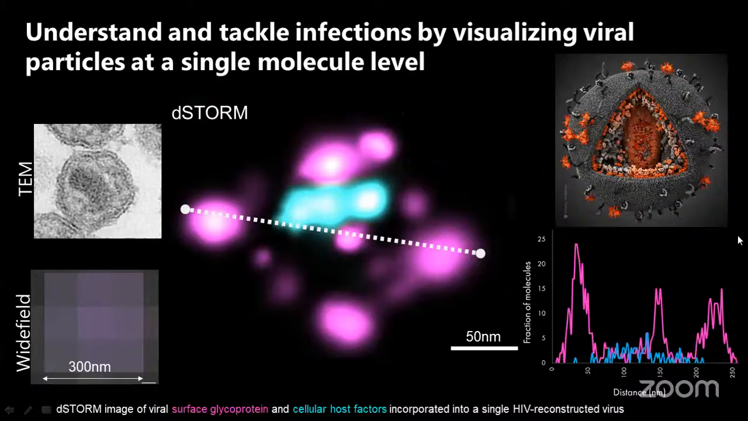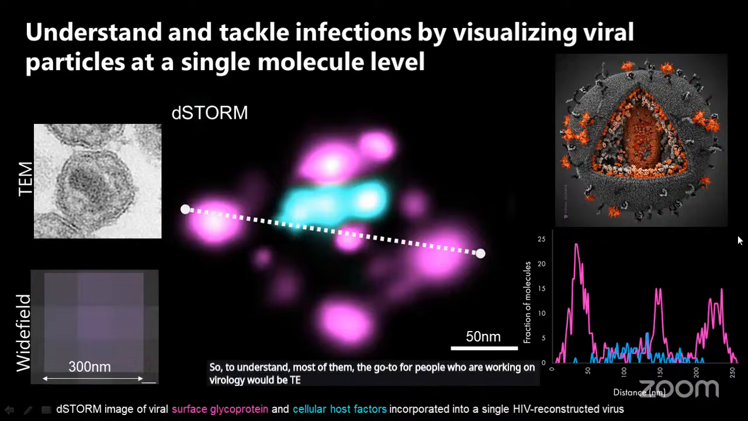So to understand most of them, the go-to for people who are working on virology would be TEM. Sample preparation is difficult. The time slots, what you get is you have to wait for a longer time. The results, what you get is after a very long waiting of 1 month or 2 months. And you'll be able to get really good structure, but you'll not be able to appreciate what are the glycoproteins present on the surface or host factors which are present, and so on and so forth.